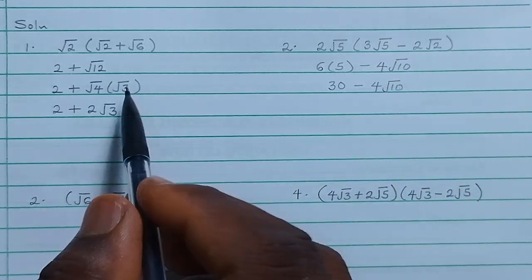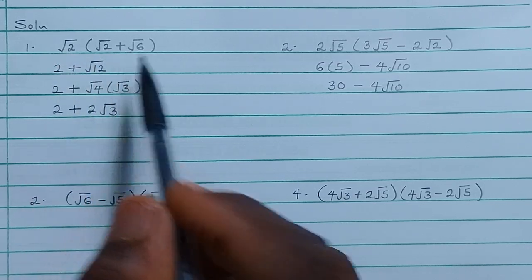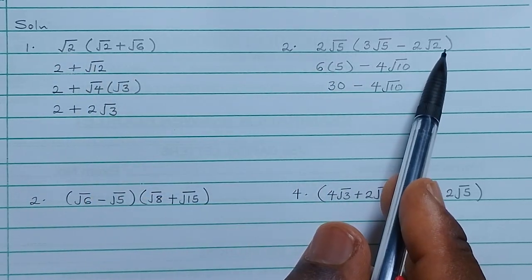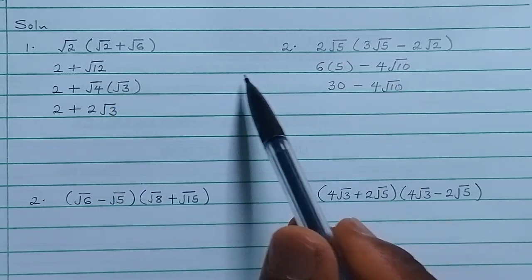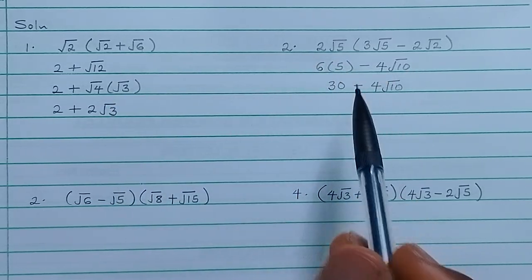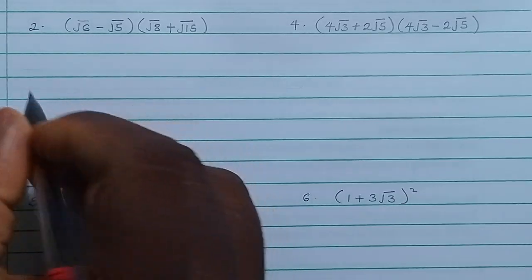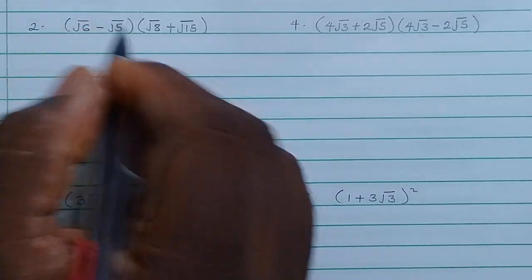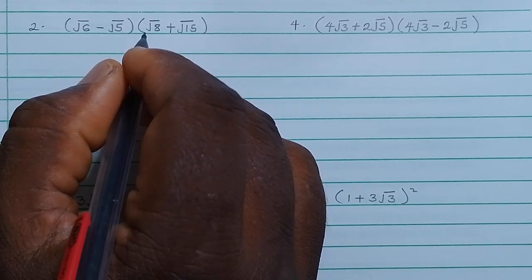At this point, we have been able to simplify this first question and the second question. And in the process of simplifying, we have applied the rules guiding multiplication of surds. Moving on to question number 2. We have 2 brackets, so this is multiplying everything here.